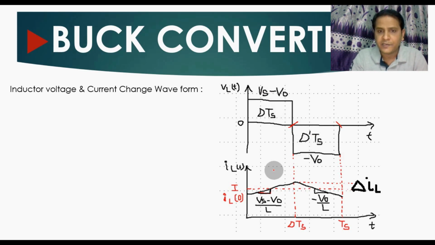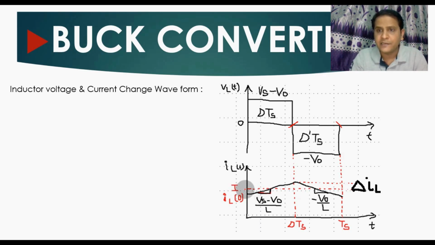Now the current across the inductor: during DTs, the slope of the current is Vs minus Vo divided by L. We have already derived this. And during D prime times Ts, the slope of the inductor current is minus Vo divided by L. This we have already seen. This is the positive slope, and this is the negative slope. And let us say there is some DC current I flowing through this inductor.